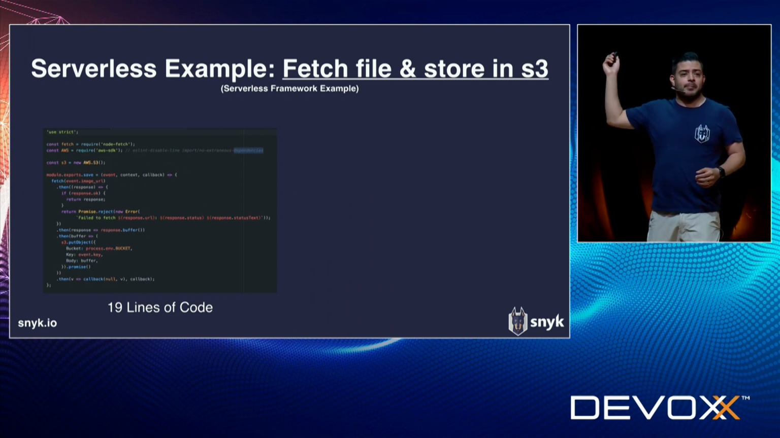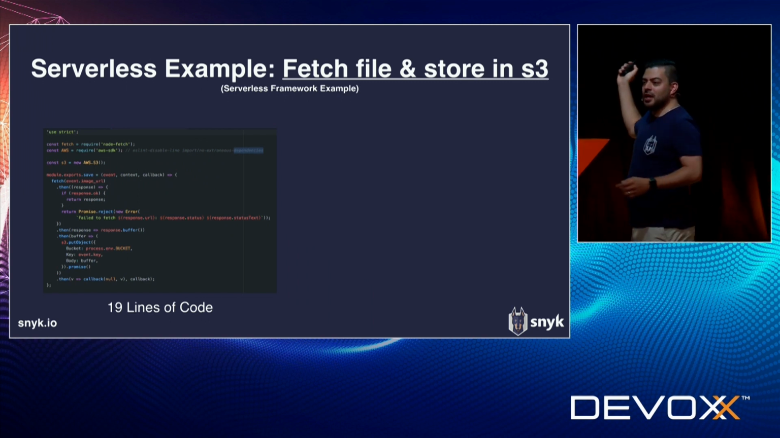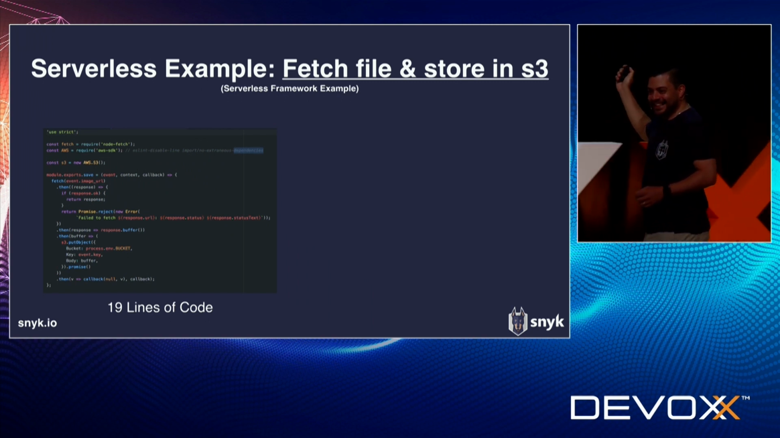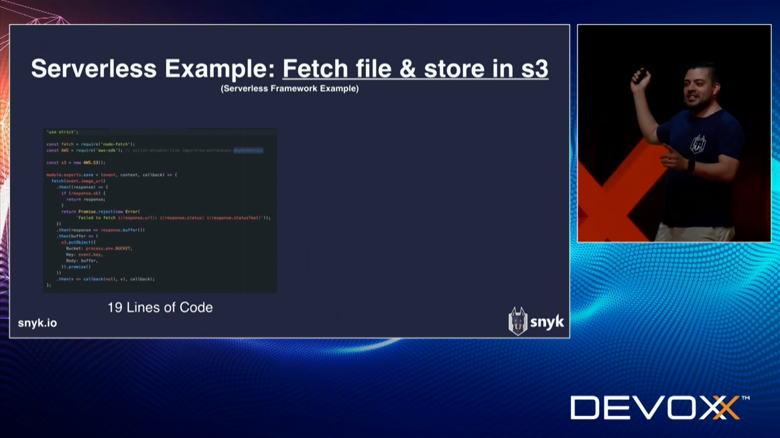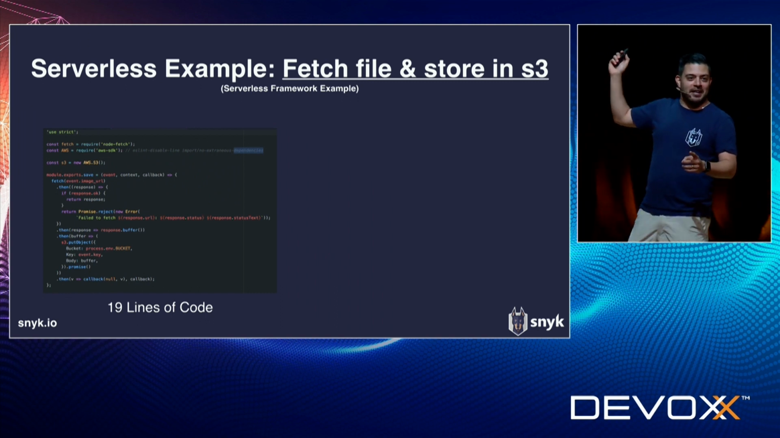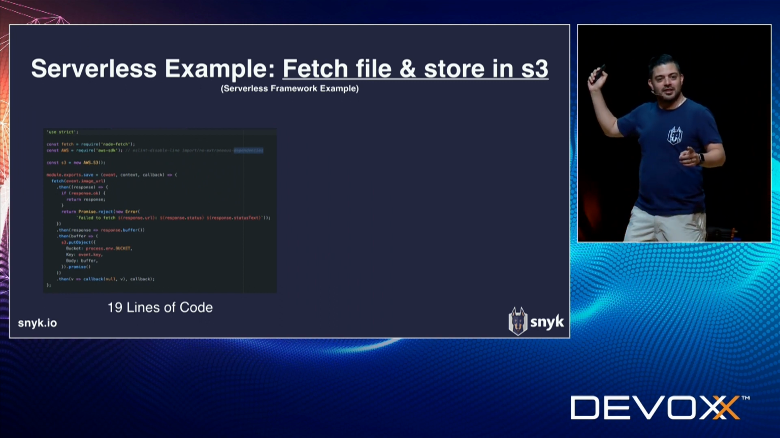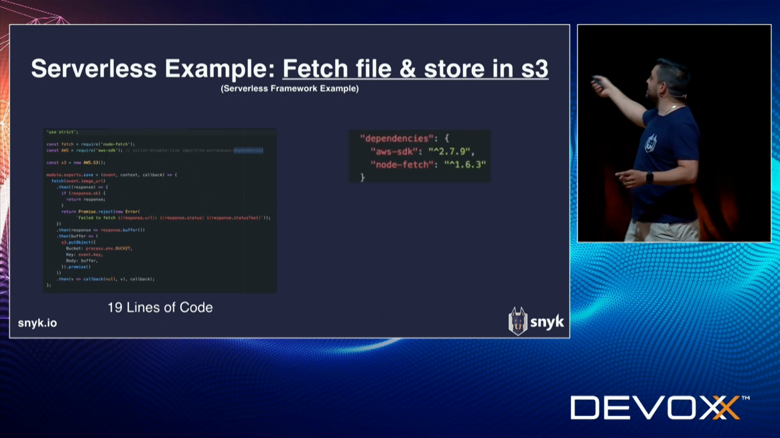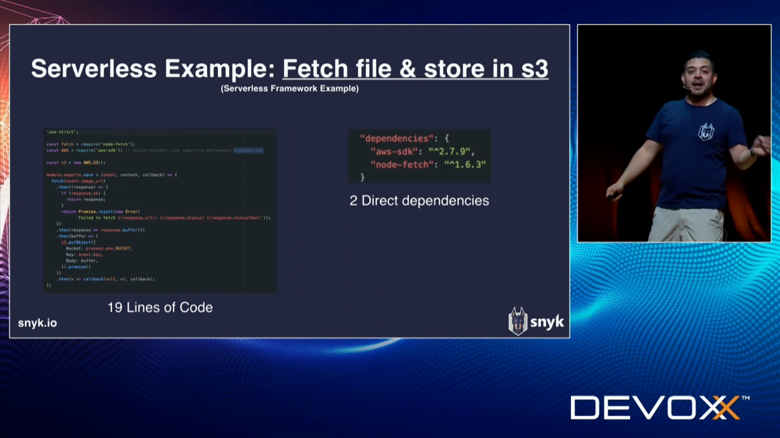How many direct dependencies do you think this has? Just shout out. Any reasonable guesses? Given that this is only 19 lines of code, it can only have a maximum of 19 dependencies. Two? I think someone said two. Yes, you can actually see it at the top there, node-fetch and AWS. So we have two direct dependencies.